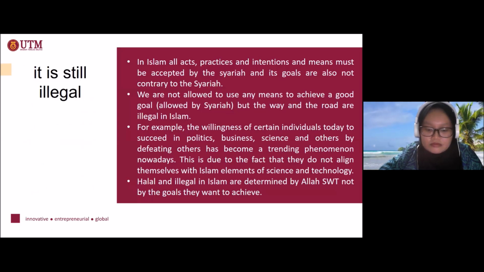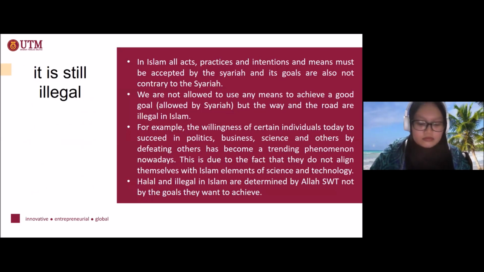In Islam, all acts, practice, intention and means must be accepted by the Sharia, and its goals are also not contrary to the Sharia. We are not allowed to use any means to achieve a good goal allowed by Sharia if the way and the road are illegal in Islam. For example, the willingness of certain individuals today to succeed in politics, business, science, and others by defeating others has become a trending phenomenon nowadays. This is due to the fact that they do not align themselves with the Islamic element of science and technology. Halal and illegal in Islam are determined by Allah subhanahu wa ta'ala, not by the goal they want to achieve, as it is still illegal. Next.